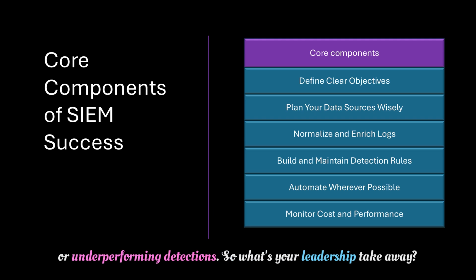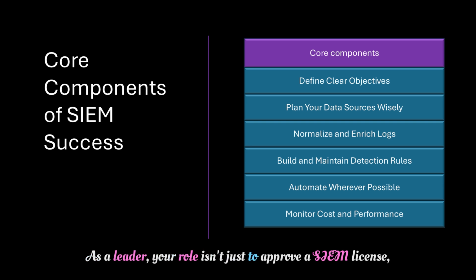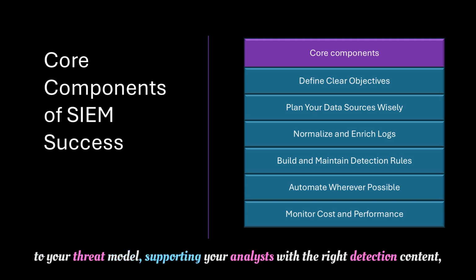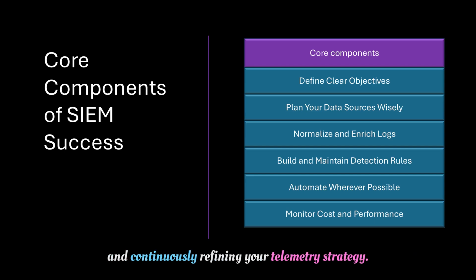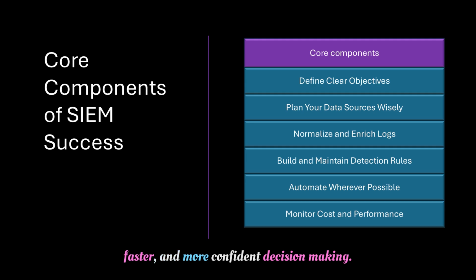So, what's your leadership takeaway? As a leader, your role isn't just to approve a SIEM license, it's to ensure it delivers measurable value. That means aligning SIEM capabilities to your threat model, supporting your analysts with the right detection content, and continuously refining your telemetry strategy. A mature SIEM doesn't just collect data, it enables smarter, faster, and more confident decision-making. And that's what modern security leadership is all about.